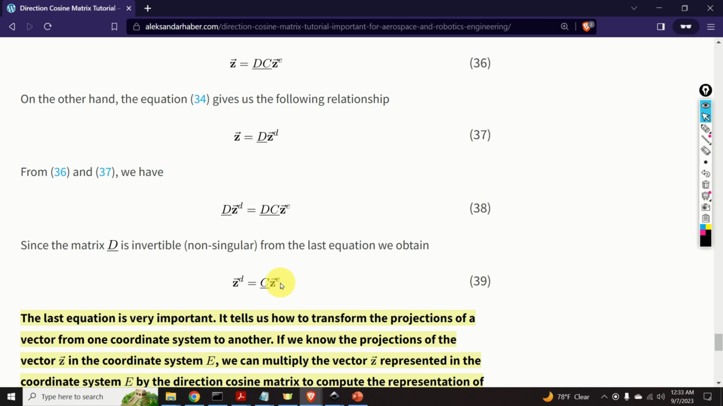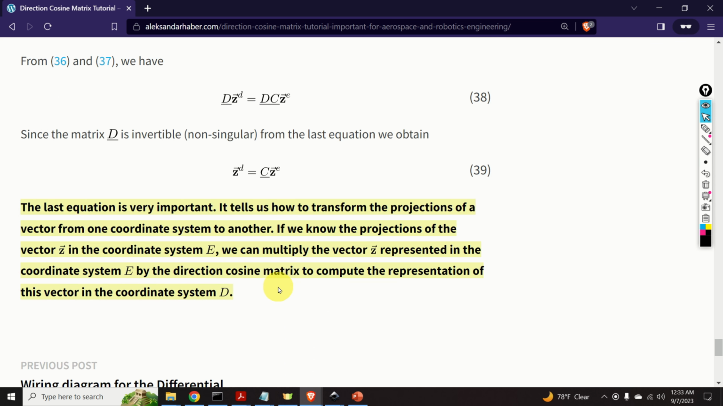This equation is very important. It tells us how to transform the projections of a vector from one coordinate system to another. That is, if we know the projections of the vector z in the coordinate system E, we can multiply the vector z represented in the coordinate system E by the direction cosine matrix to compute the representation of this vector in the coordinate system D.